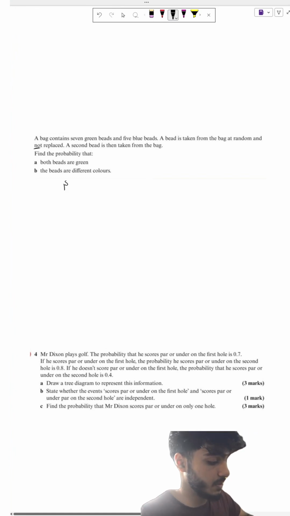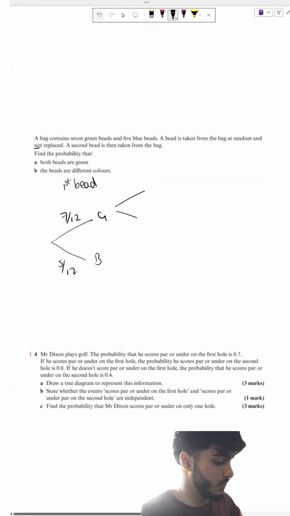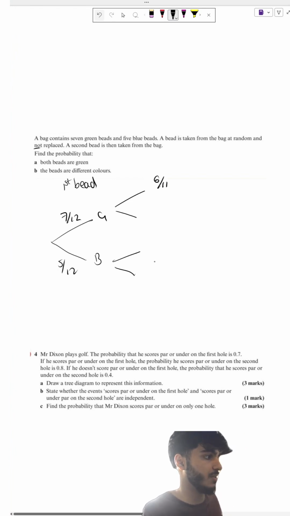Okay, first bead. So we have 7 over 12 for green. Actually, that shouldn't go there. Green and blue: 7 over 12, 5 over 12. And we're going to extend this along. So it's going to be 6 over 11 because we have 1 less.